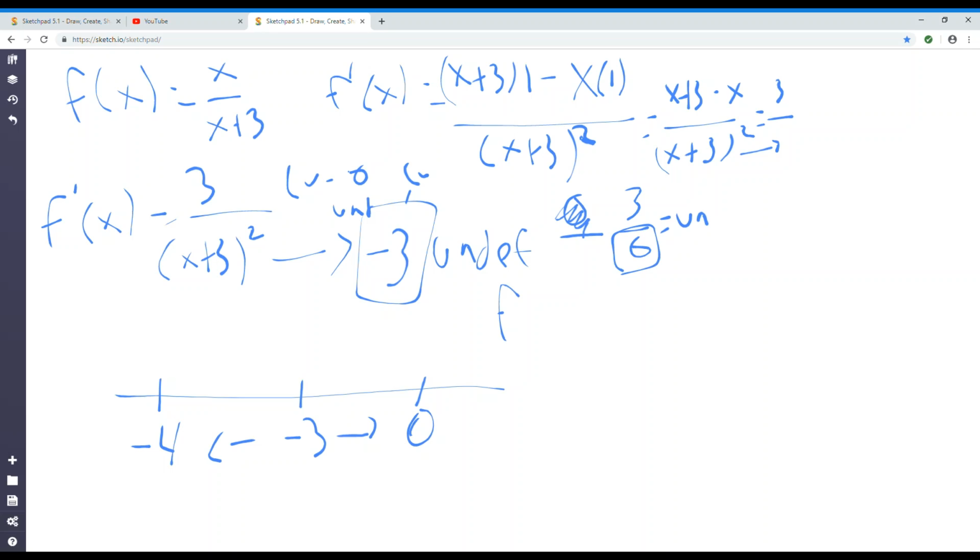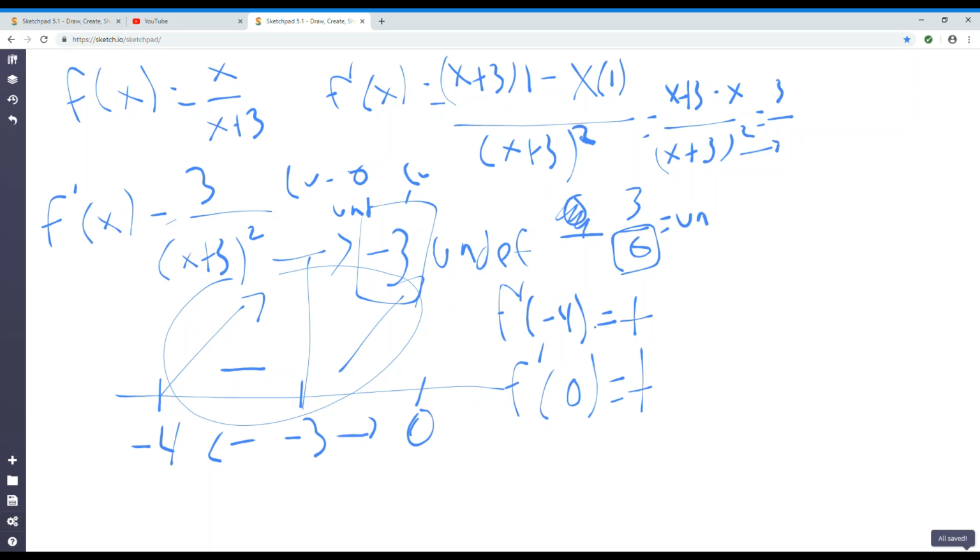So we evaluate f prime -4. We want the sign, and 3 over -4 plus 3 squared is always positive. So positive, I write an upward arrow. F prime of 0 is also positive. I write another upward arrow. So let's formulate this picture, which is just an upward arrow.